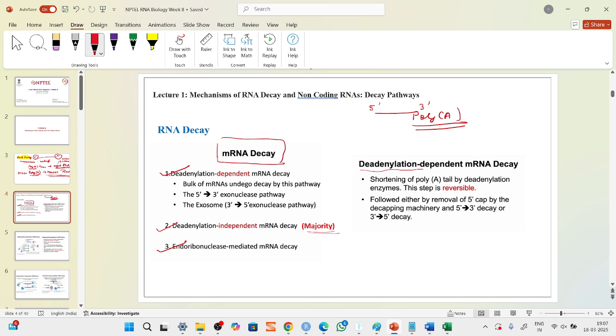This deadenylation is followed either by removal of the 5' cap by the decapping machinery and 5' to 3' decay, or 3' to 5' decay. This means that deadenylation can trigger both 5' to 3' decay and 3' to 5' decay. So whenever we talk about mRNA decay, decay can happen in three ways. There are three ways in which mRNA decay can happen. What are those three ways?